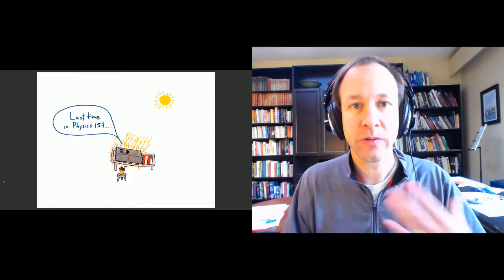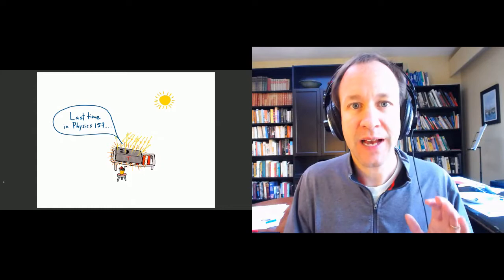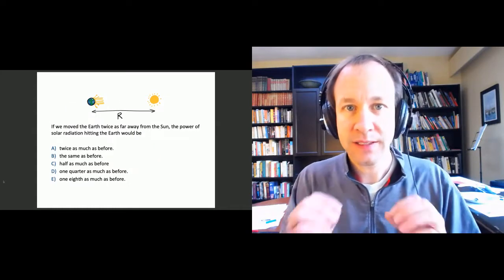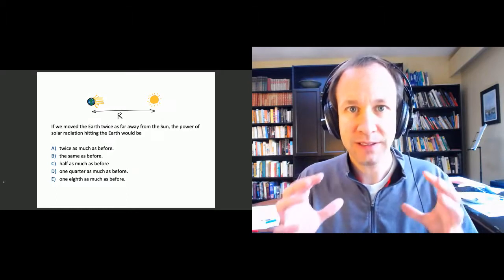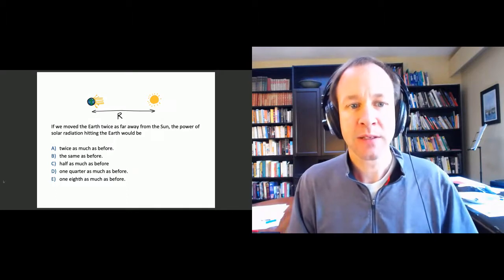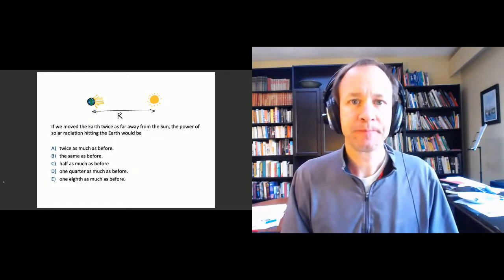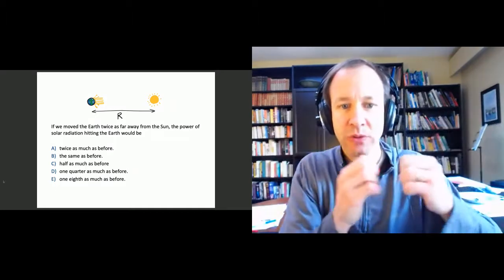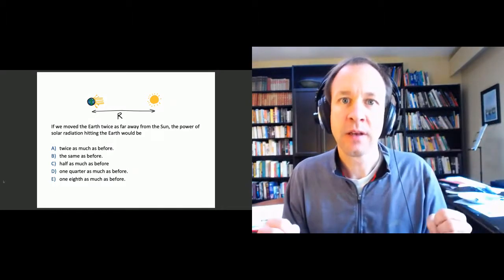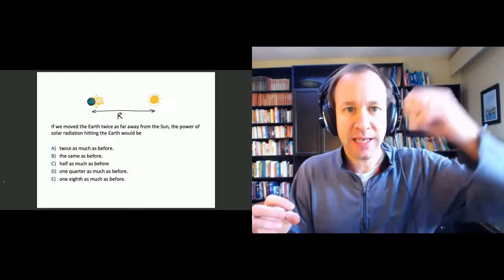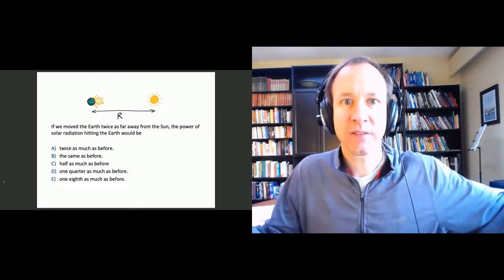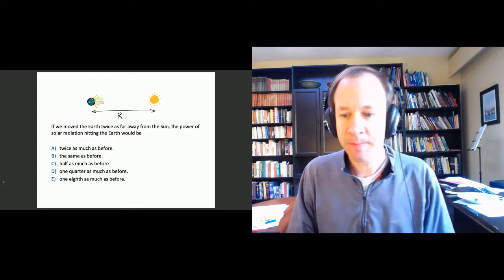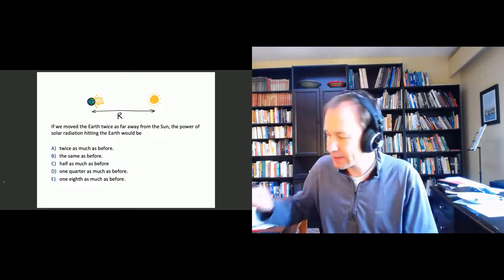I'm going to go over that shortly, but I wanted to start with a quick clicker question just to make sure that a certain very important concept is solidified for you. If we think about our solar system, and the power from solar radiation that's hitting the Earth, what would happen if we take the Earth and move it twice as far away from the sun as it is now? Think about that, and then we'll come back and discuss it.